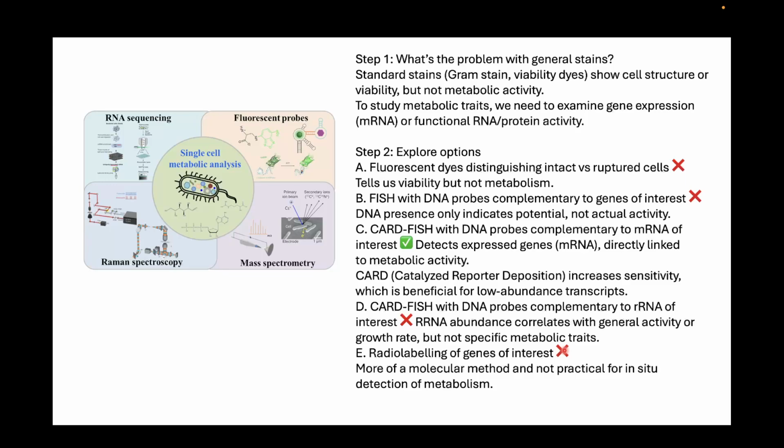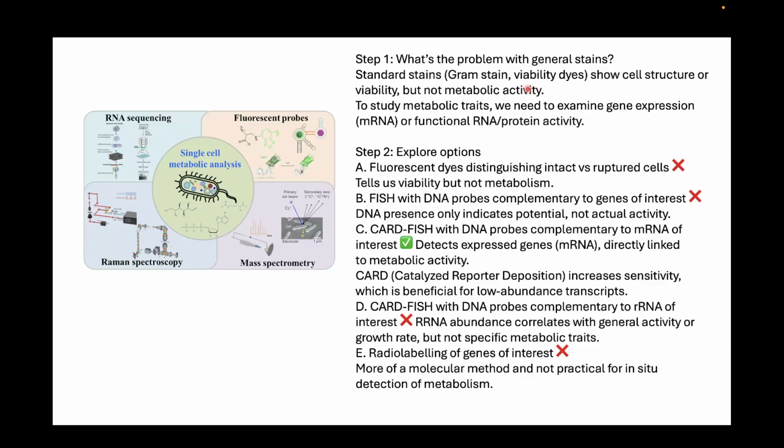Now, what is the problem with the general stain? Standard stains like gram stain or viability dyes only can show cell structure but not metabolic activity. To study metabolic traits, we need to examine gene expression or mRNA or the functional RNA or protein activity. This is what I was trying to say.